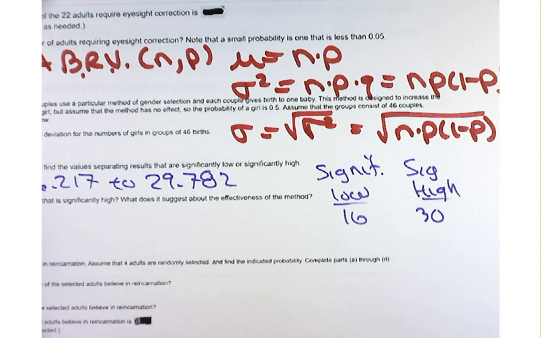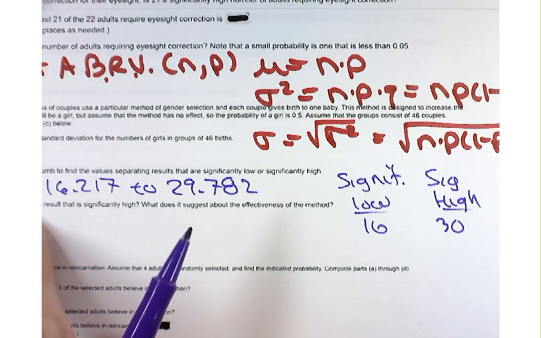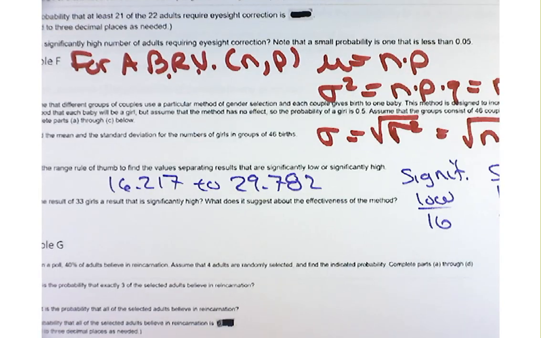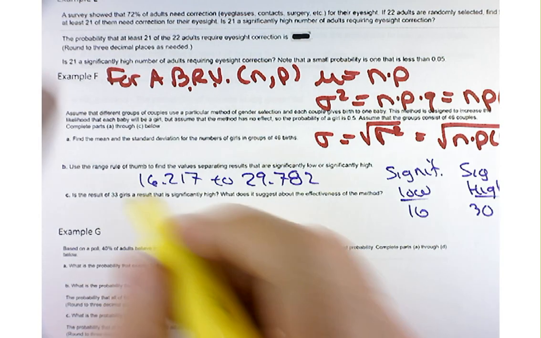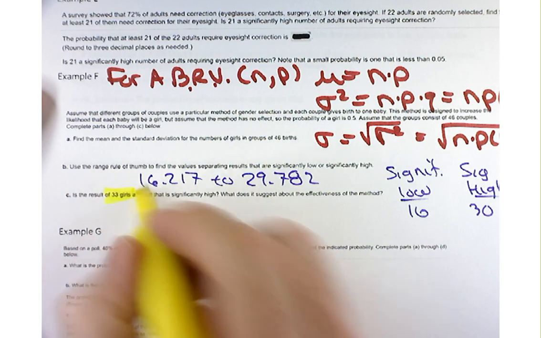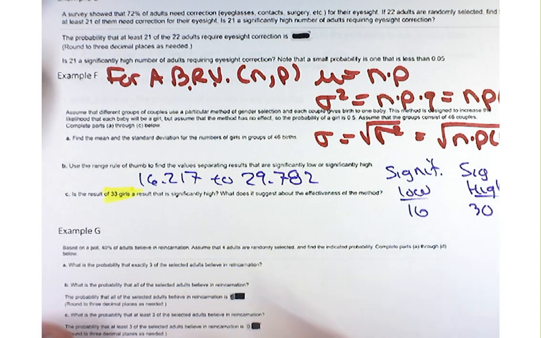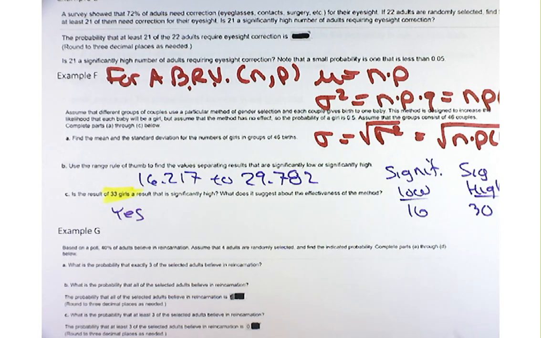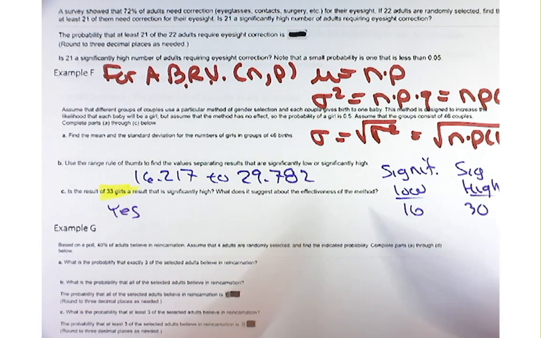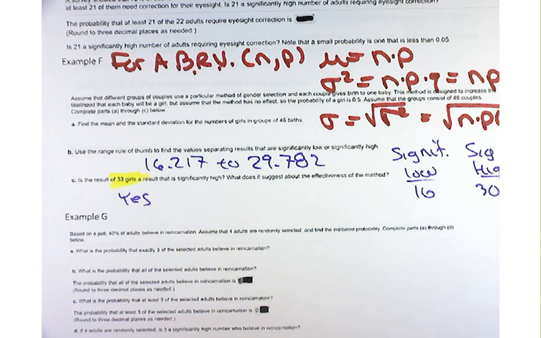How about 33 then? What's that saying about 33? Is that significantly high? Yeah, absolutely. So it is significantly high, and that would suggest that the method is successful. You got that many. It's beyond what you would expect, even by luck.